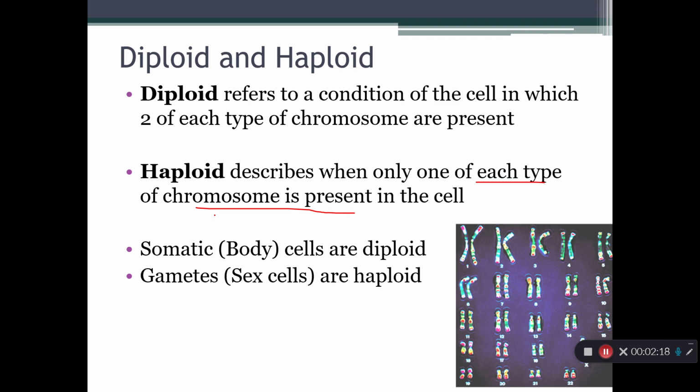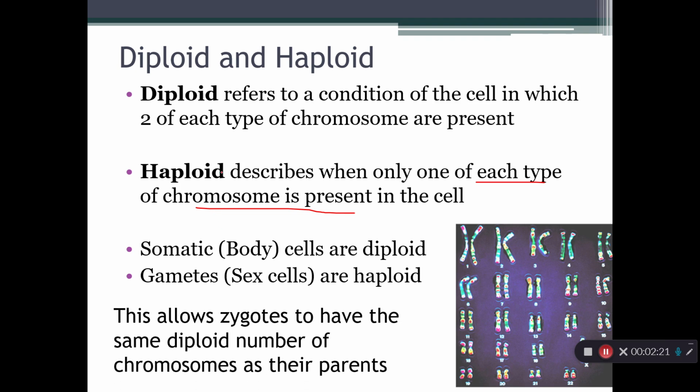Okay, meiosis is... this allows zygotes to have the same... So when the sperm and the egg go together, we should know that for sure. When the sperm and the egg go together, it makes one diploid cell. So the sperm is haploid, the egg is haploid. When they go together, it makes one diploid cell.